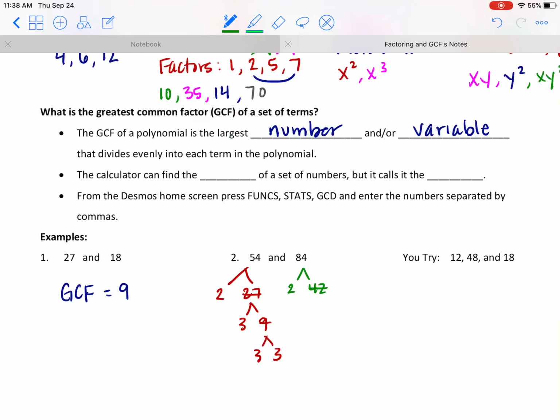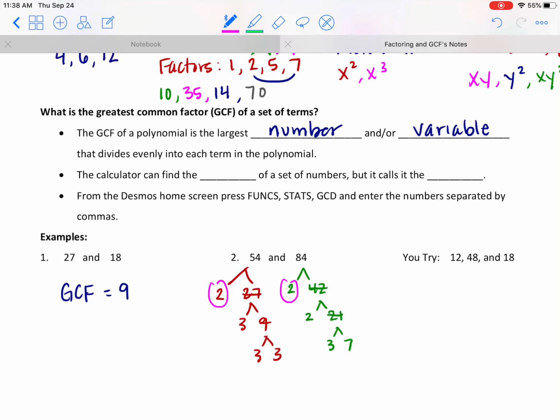So 84 would be 2 times 42. And then 42 would be 2 times 21. And then 21 would be 3 times 7. Okay? So here, my prime factors would be 2 times 2 times 3 times 7. If I can find all of the prime factors they have in common, then the product of those prime factors that they have in common will produce the greatest common factor. So what prime factors do they have in common?